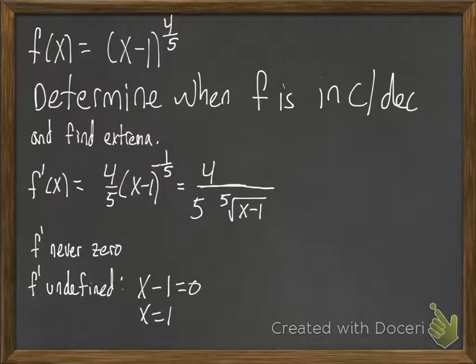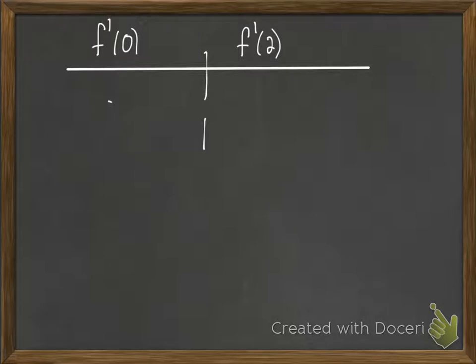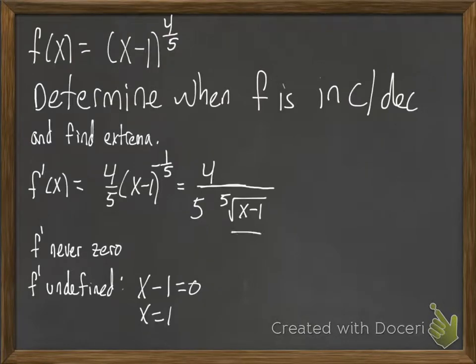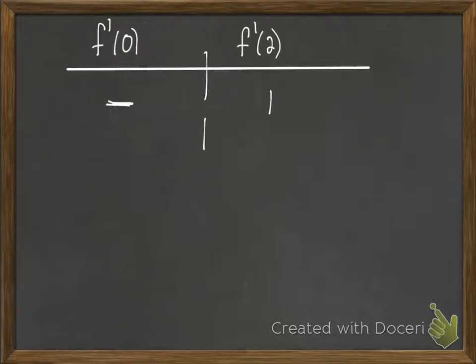Well, if we plug 0 into this derivative, x − 1, 0 − 1 would be −1. The 5th root of −1 is −1. 4/5 times −1 would be −4/5. So we find that it's negative in this region. And likewise, we plug in 2: 2 − 1 would be 1, the 5th root of 1 is 1, and 1 times 4/5 is positive 4/5. So the derivative is positive there.